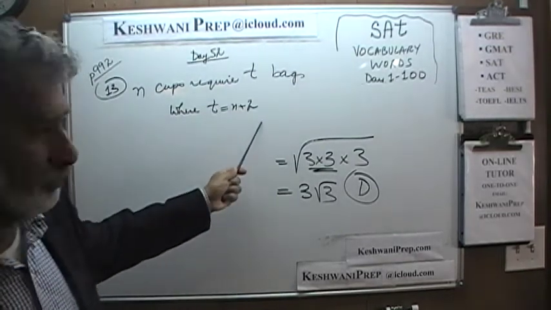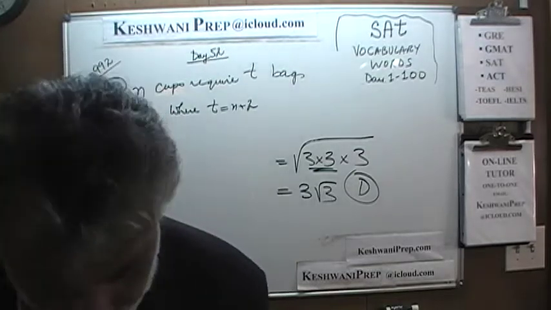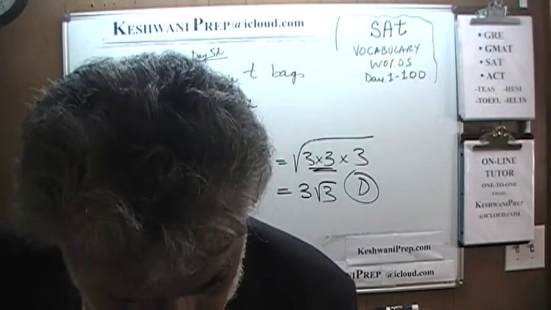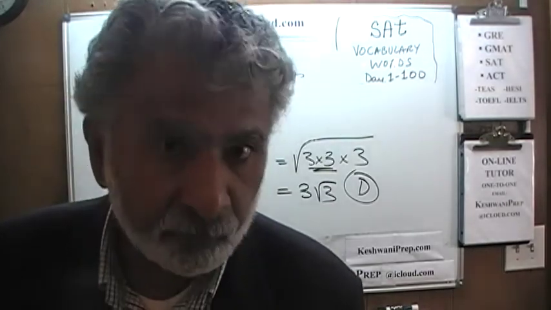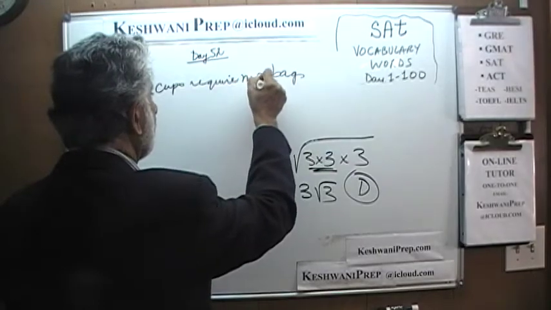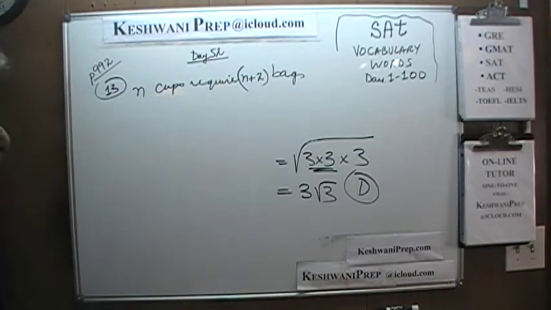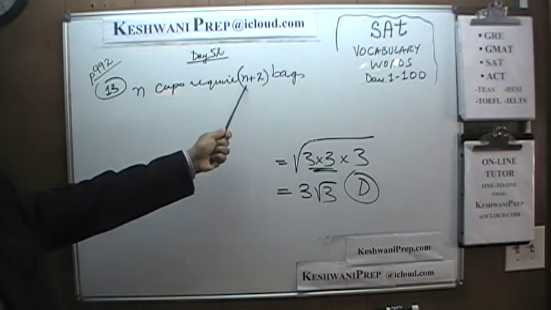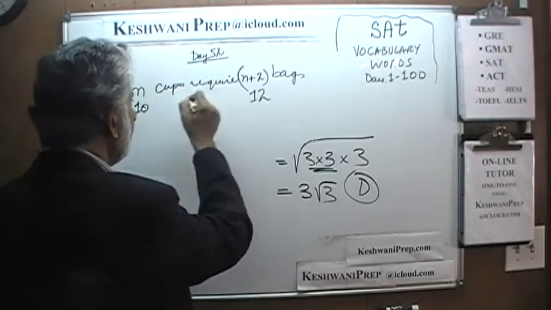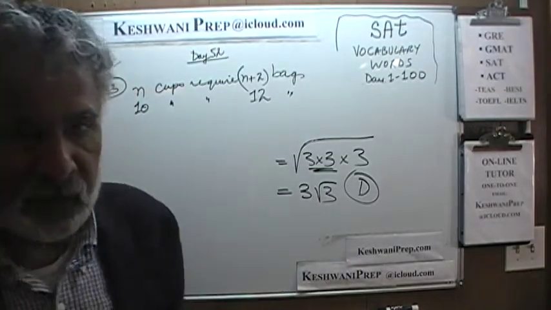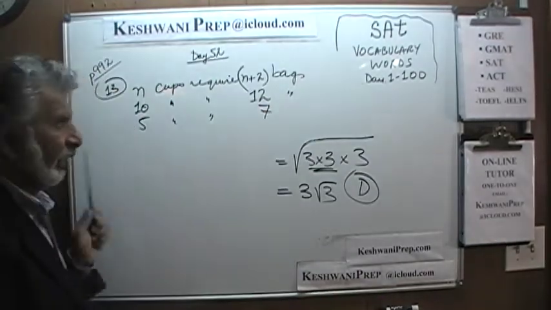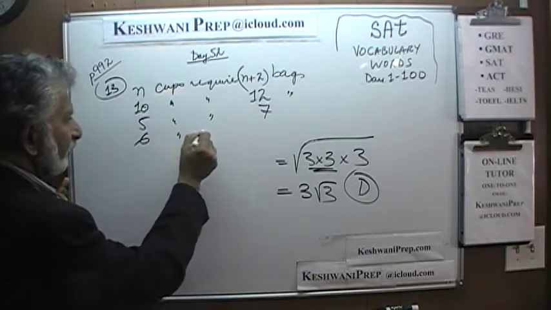If we are told where t is, they go on to say, this is in a restaurant, n cups of tea are made by adding tea bags to water. If t equals n plus 2, well, why don't we put the n plus 2 here, instead of making a fuss about it. Now it's very simple. If you're going to make n cups, it requires n plus 2 tea bags. If you want to make 10 teacups, it will require 12 tea bags. If you want to make 5 cups, it will require 7 tea bags, n plus 2. If you make 6 cups, it will require 8 tea bags.